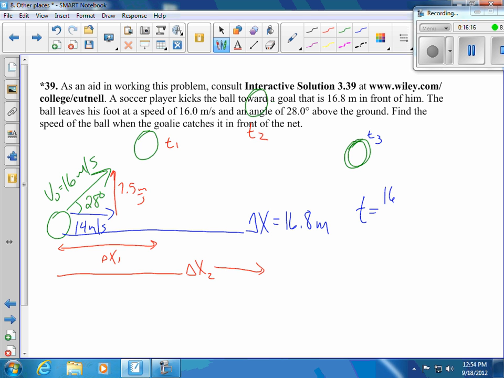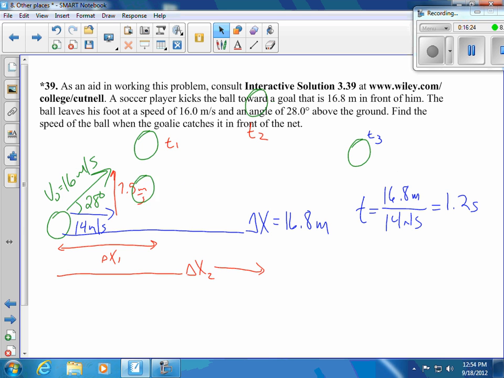It's going to be the sideways distance divided by the sideways speed, and that's going to be 1.2 seconds. So that's how much time it takes the soccer ball, starting here, to go up and come back down and be caught by the goalie. 1.2 seconds.